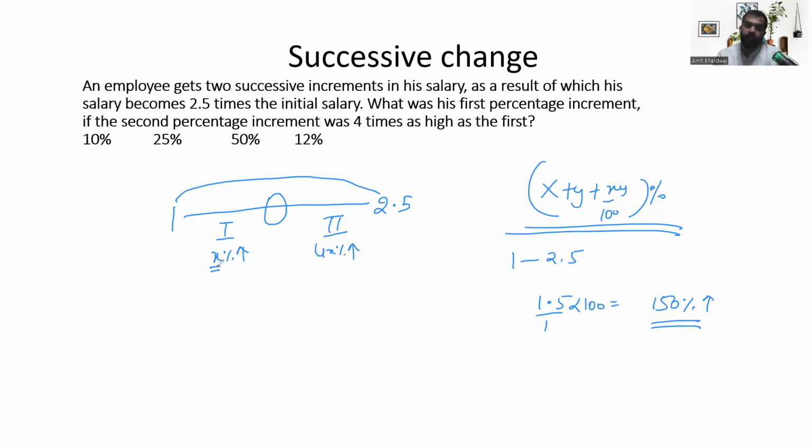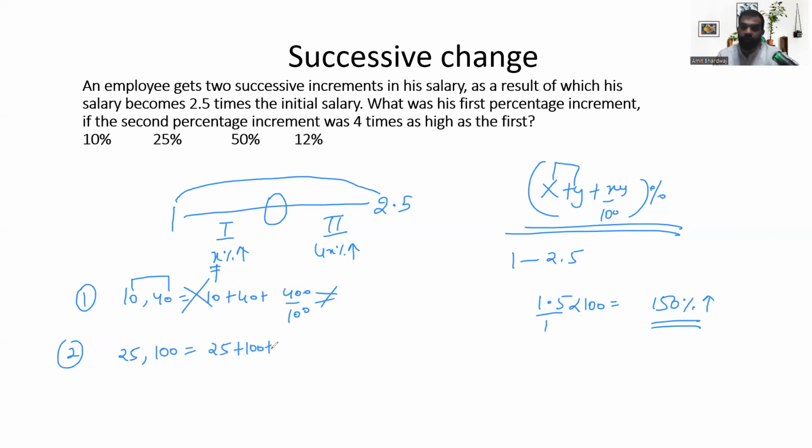Use options. If you take x as the first option, 10, then 4 times is 40. 10 and 40 effective, you will find out 10 plus 40 plus 10 into 40 by 100, which is 400 by 100. We can see this is not 150%, right? So this is not the answer. Second, 25. So 25 and 4 times of 25, 100. We can see that this is 25 plus 100 plus 2500 by 100, A into B by 100. We can say this is 150%. There is no need to check the third and fourth. This option is the answer.